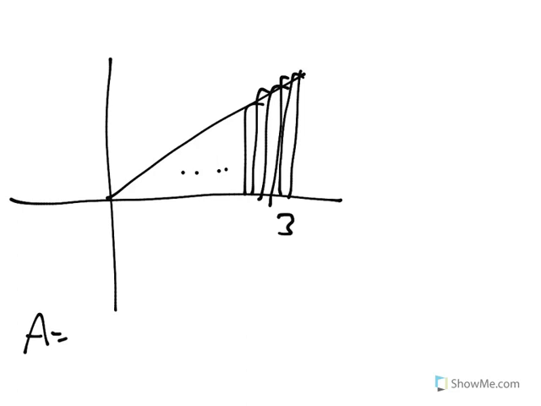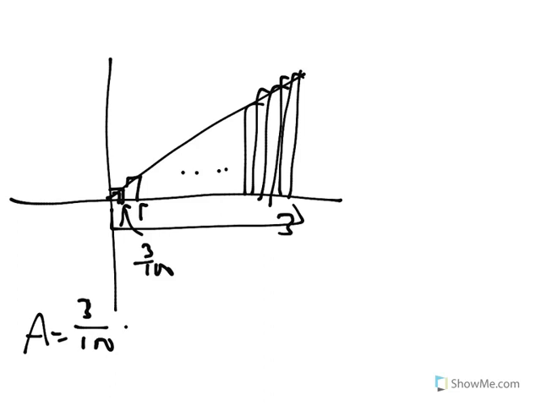Well, the area, the very first rectangle, they would all have a base of 3 over 100, because 3 is the entire thing. I'm cutting it up into 100 intervals. The first interval, this bottom right-hand endpoint would be 3 over 100, and the second one would be double that, which would be 6 over 100, and the third one would be 9 over 100.